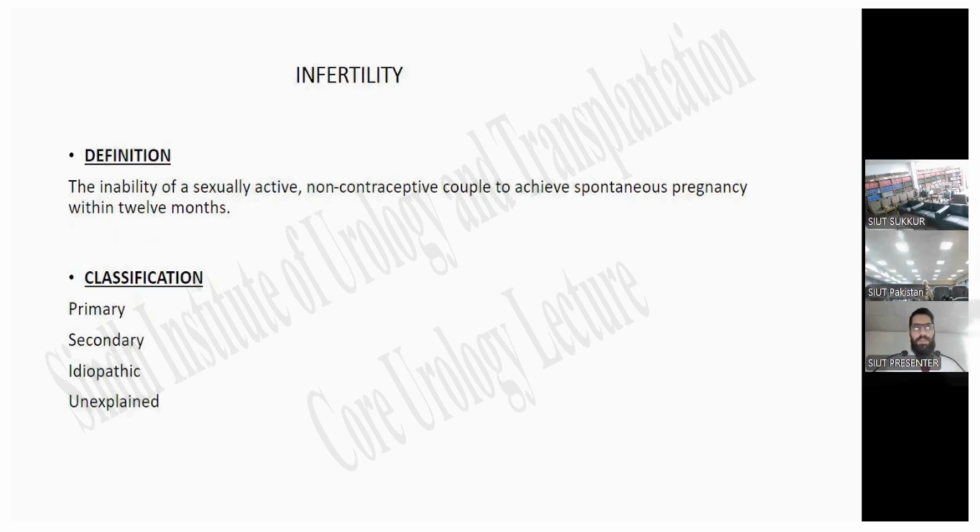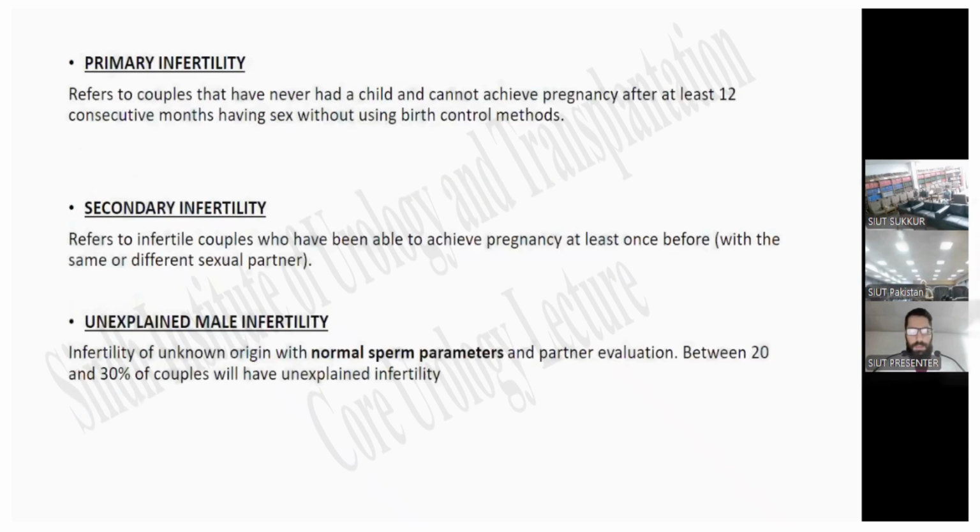Infertility is defined as the inability of a sexually active non-contraceptive couple to achieve spontaneous pregnancy within 12 months. It is classified into primary and secondary infertility, and then further can be classified into idiopathic and unexplained infertility. The primary infertility refers to couples that have never had a child and cannot achieve pregnancy after at least 12 consecutive months of having sex without using birth control methods. Secondary infertility refers to infertile couples who have been able to achieve pregnancy at least once before with the same or different sexual partner.